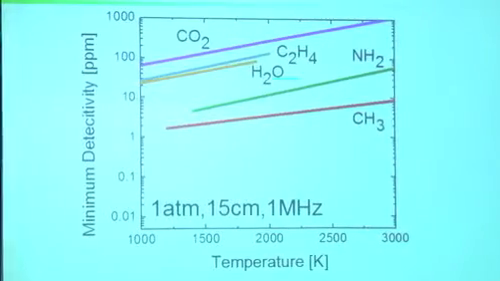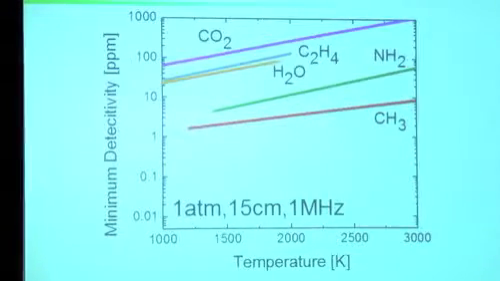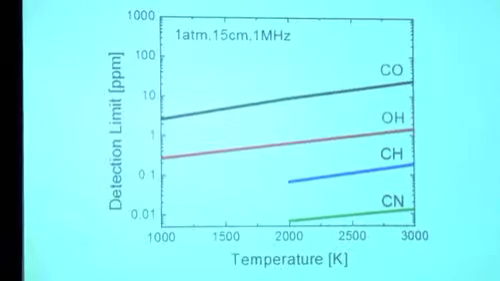These are infrared transitions. This is a UV transition. The UV transitions are stronger. This is a visible transition. As you go to longer wavelengths, the detection limits go up, but there's usually plenty of CO2 to do this. Now, here's what you get if you go to diatomics. Same kind of system: 1 atmosphere, 15 centimeters, 1 megahertz, detection limit in ppm as a function of temperature. CN is my favorite. It has a very strong oscillator strength, 50 times larger than the one for OH. That's the FEL.